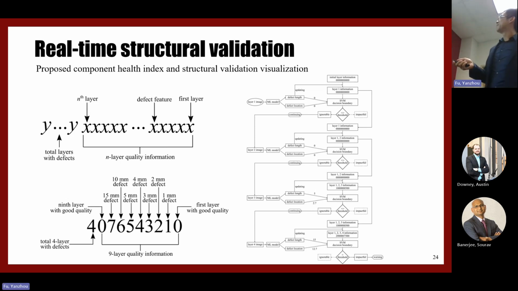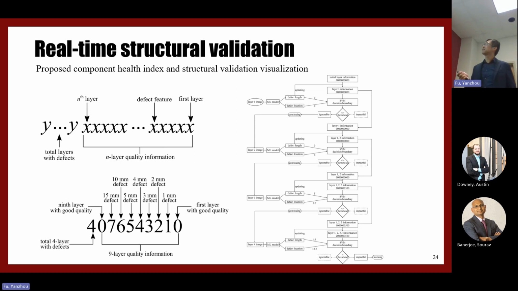And here is the printing process. You will become more familiar with how the component health indexer works, but it's maybe too small. The initial layer information will be all 0. That means we assume all the unprinted layers are in good quality. So we will update this layer information during the printing process.